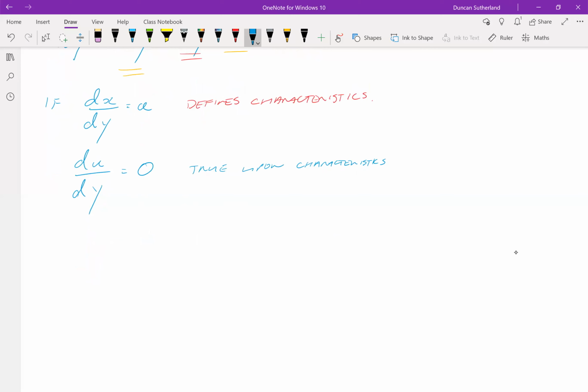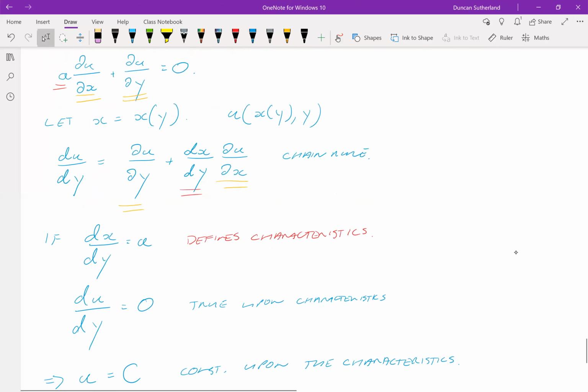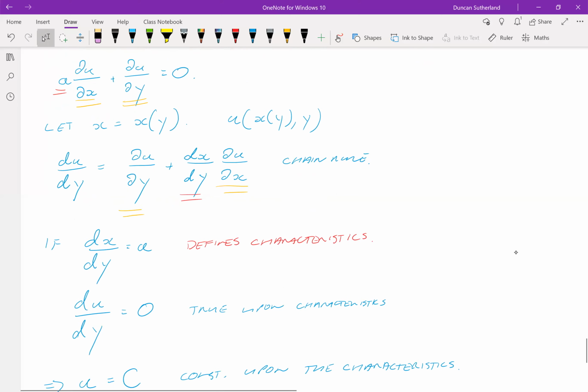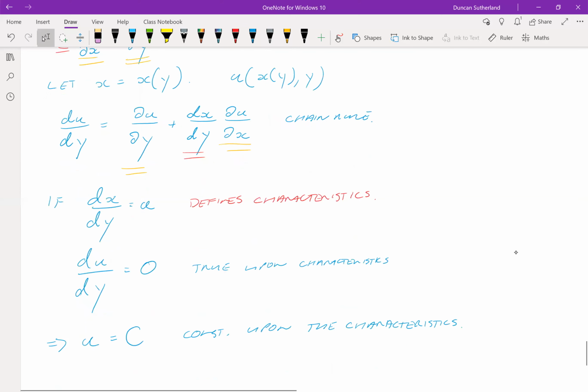Because we can just integrate this with respect to y, u equals some constant c, constant upon the characteristics. Now this is very important, because it says that the initial condition must be constant. So when I started out here, I didn't actually set an initial condition. I just started playing around with it. However, I'm sure if I look back in the problem, I will see an initial condition.